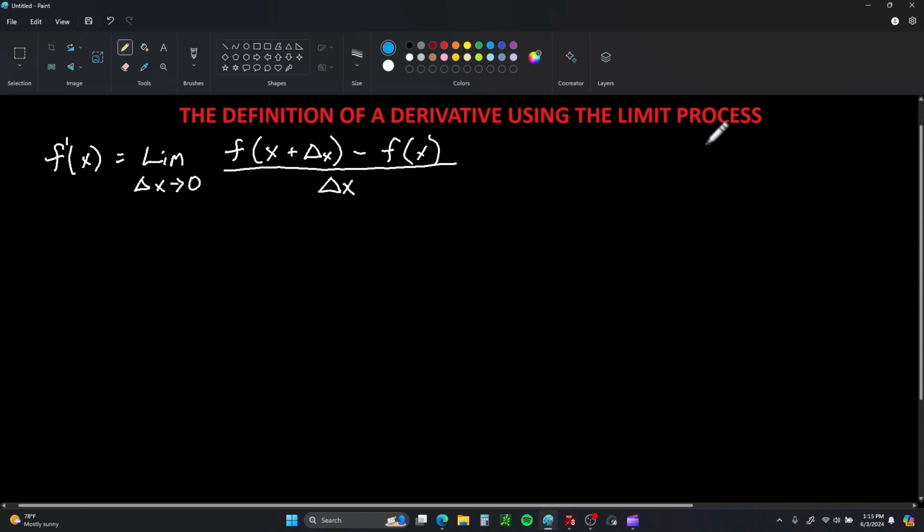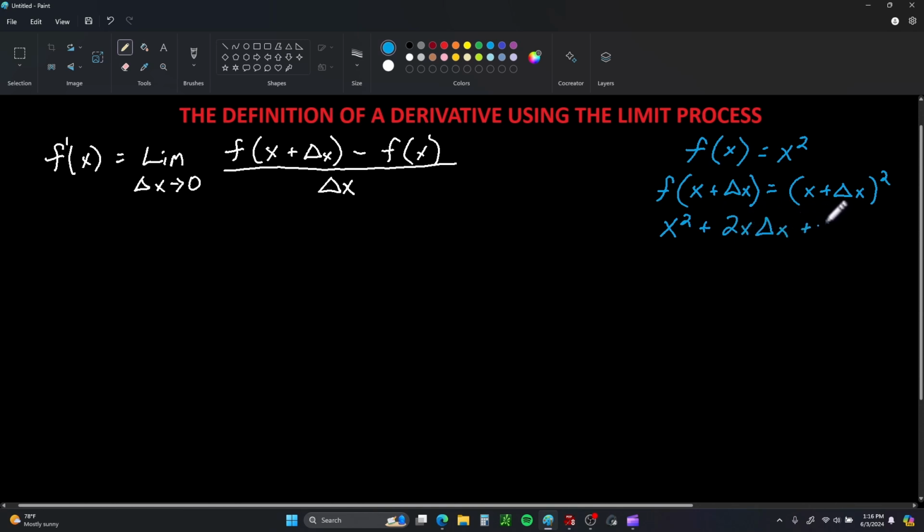Now we're going to pick an f of x, so our function is going to be x squared. And for f of x plus delta x, we replace the x by x plus delta x, just as if this was f of 2 it would be 2 squared, f of 5 would be 5 squared. So f of x plus delta x is x plus delta x squared. I'm going to distribute this using FOIL, so we're going to get x squared plus 2x delta x plus delta x squared. Now we'll go back to the original formula and substitute.